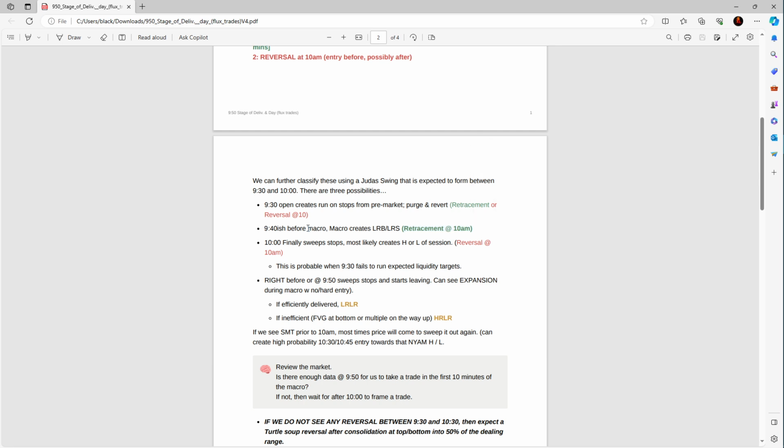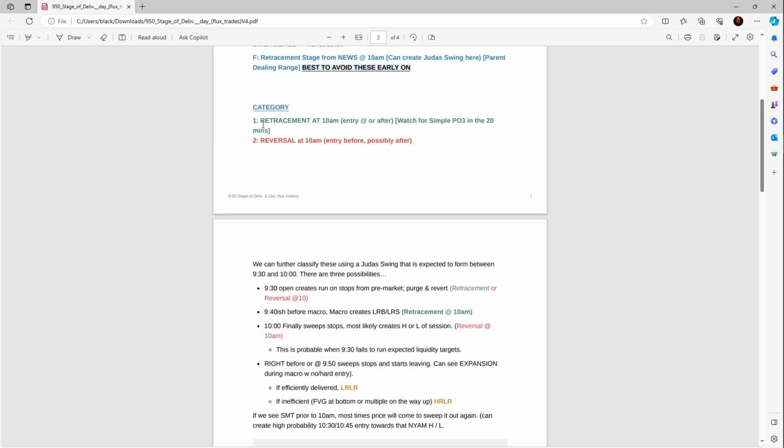So at 10 a.m. we'll have a fair value gap. We retrace into it right at 10 a.m. and then displace for the rest of the macro. If you don't see either one of these, you see 10 a.m. finally sweep stops, most likely creates the higher low of the session, and you have a reversal at 10 a.m. Okay, so that falls right into these 2 categories.